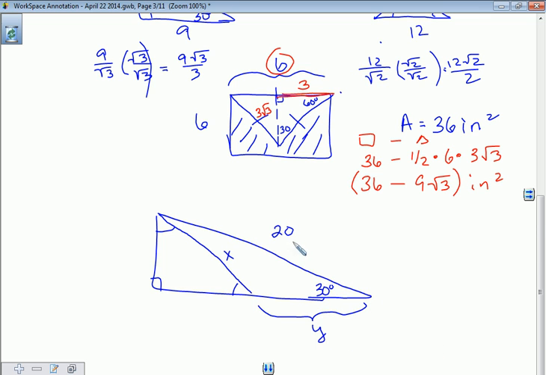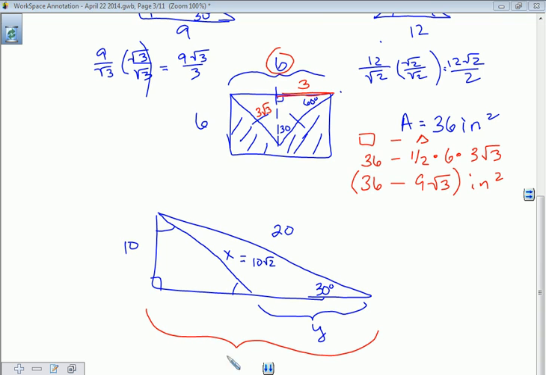Okay, so if this is 20, and that is on the 30, 60, 90, the big one, that's the hypotenuse, so what would the short leg be? 10. What would the hypotenuse be then of the 45, 45, 90? 10 roots of 2. Okay, well, if the short leg is 10, then the long leg would be what? 10 root 3.